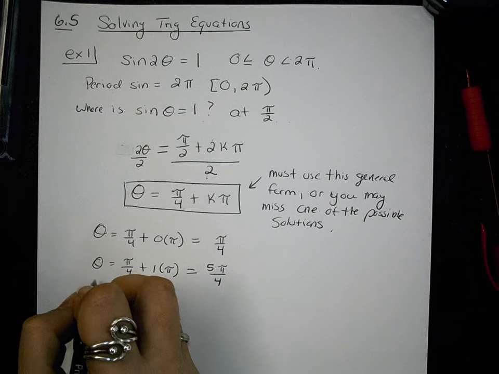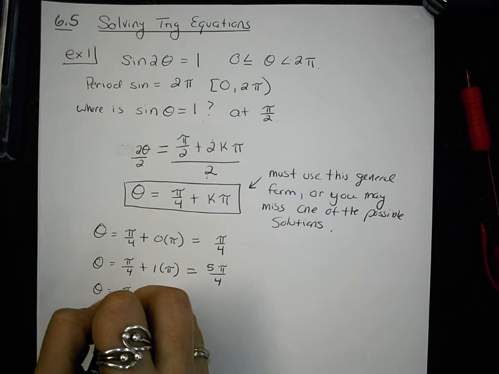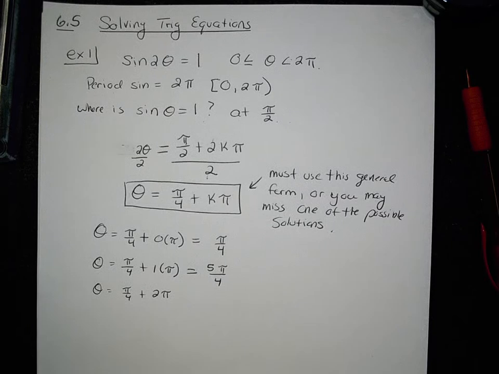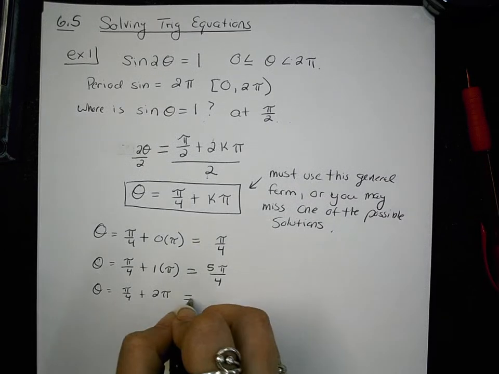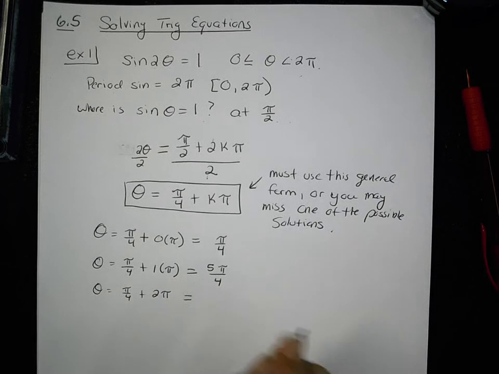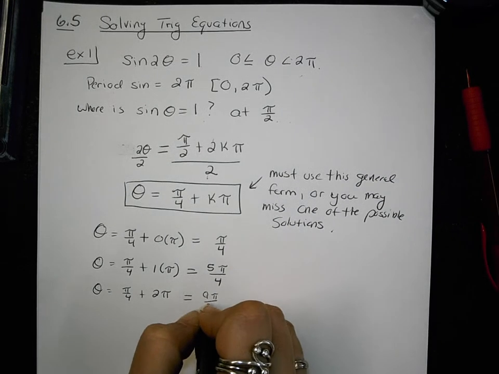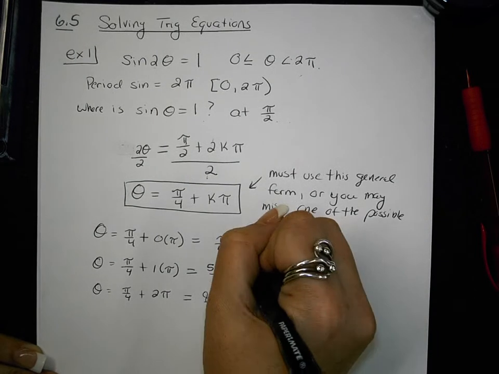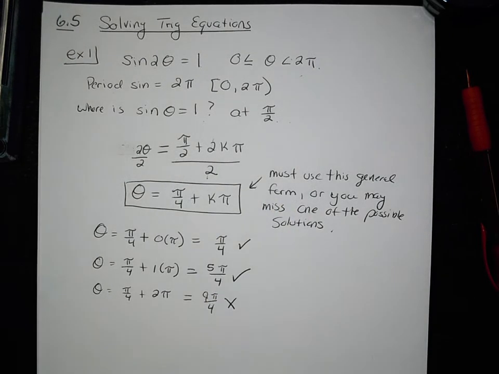Okay. So if I plug in 2, pi over 4 plus 2 pi. What am I going to get there? I'm going to wind up with 9 pi over 4. Is that in my interval? No. Okay, because it's bigger than 2 pi, right? So this one doesn't work. This one's in my interval, this one is, that one's not.